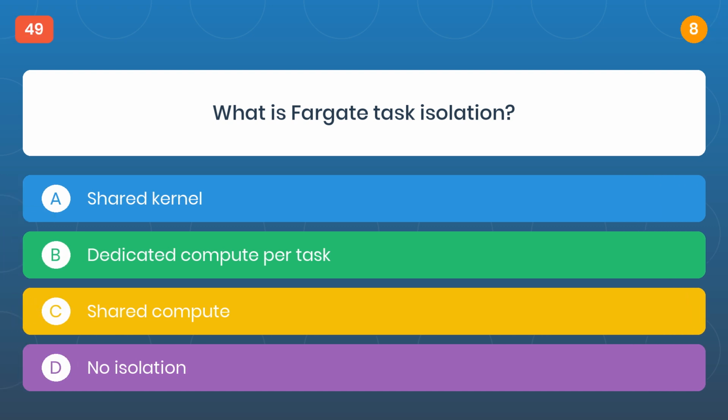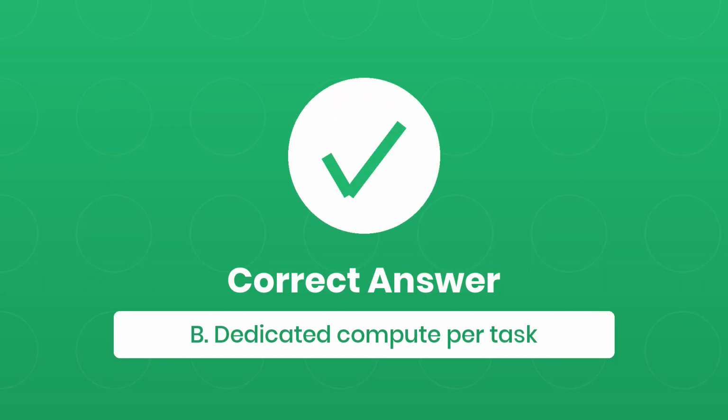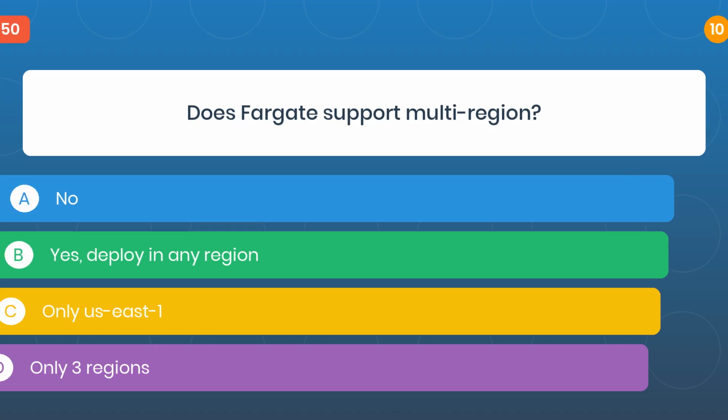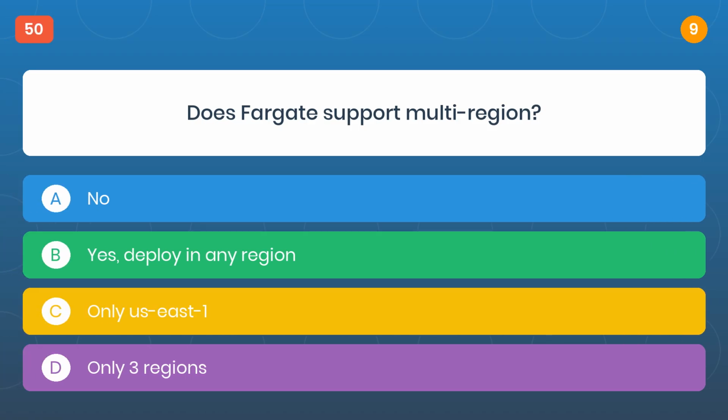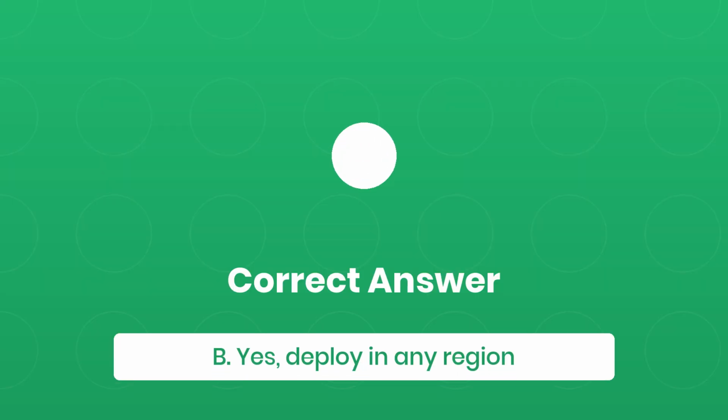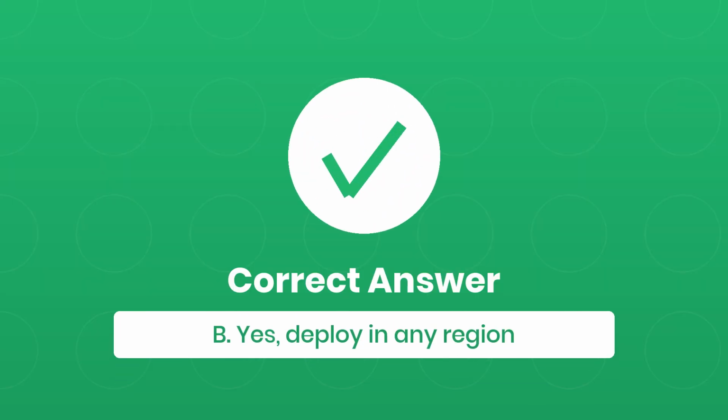Question 49. What is Fargate task isolation? The correct answer is B, dedicated compute per task. Question 50. Does Fargate support multi-region? The correct answer is B, yes, deploy in any region.